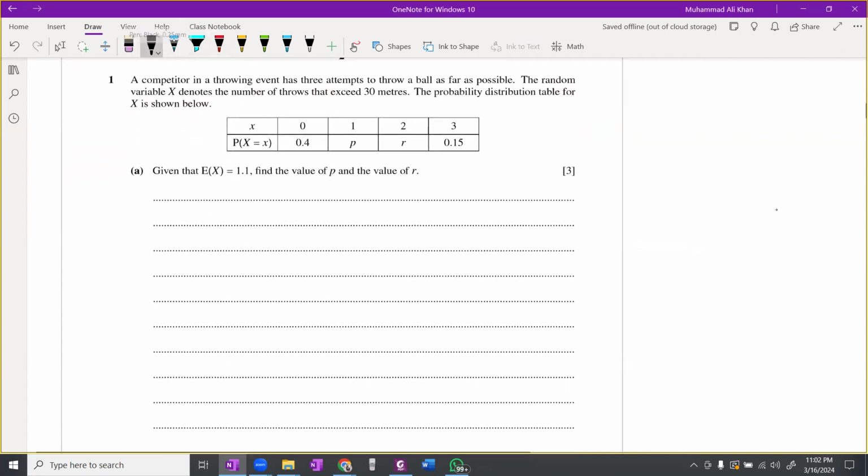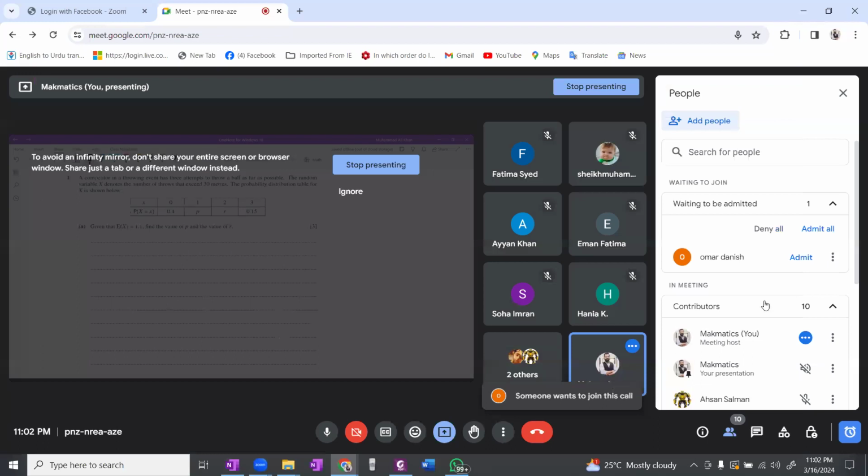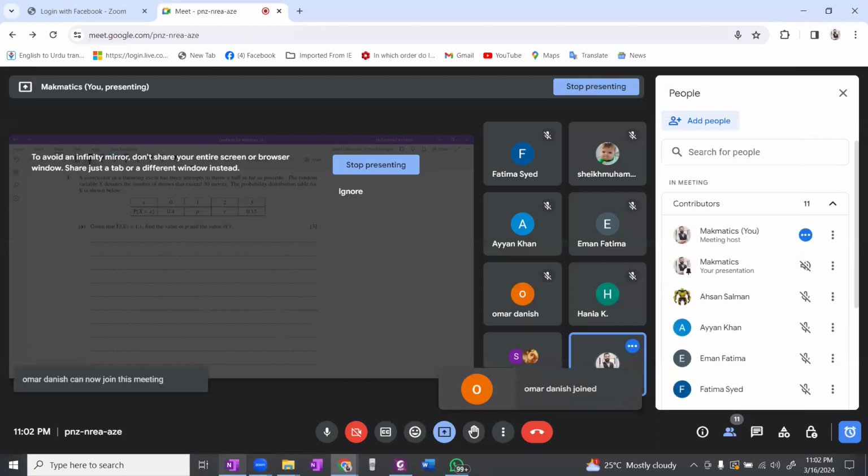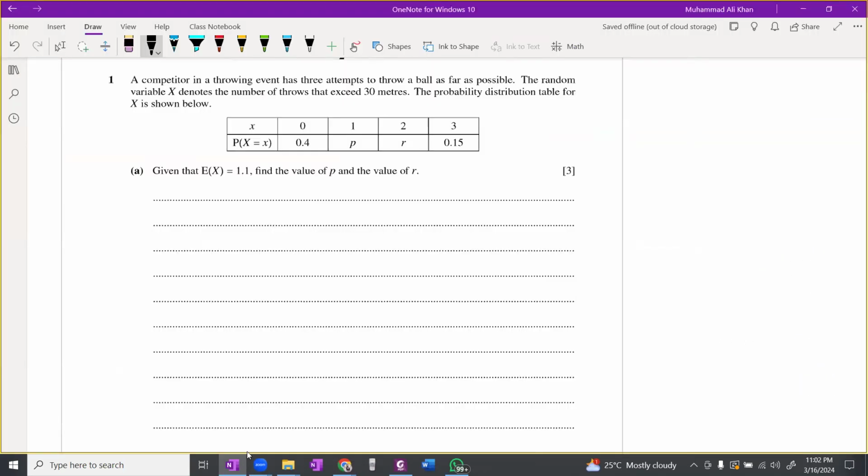The question here: a competitor in a throwing event has 3 attempts to throw a ball as far as possible. The random variable X denotes the number of throws that exceed 30 meters. The probability distribution table for X is shown below. Given that the expected value is 1.1, find the value of P and the value of R.